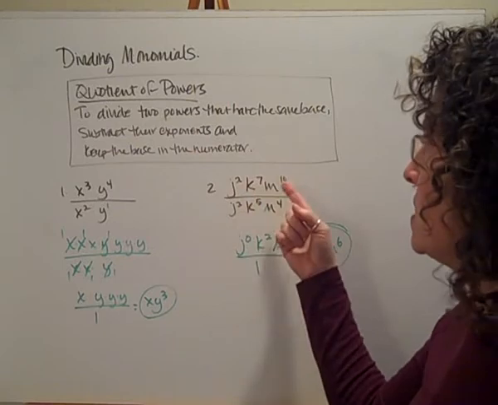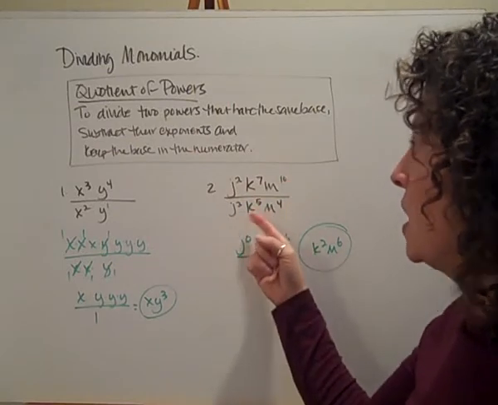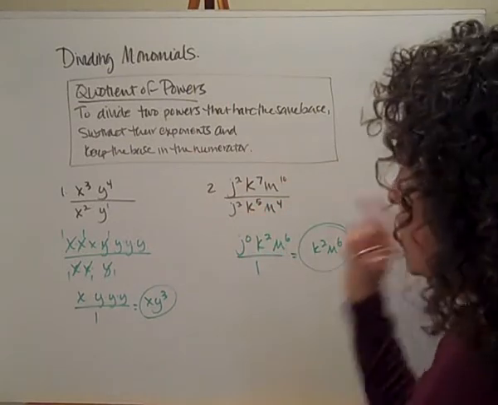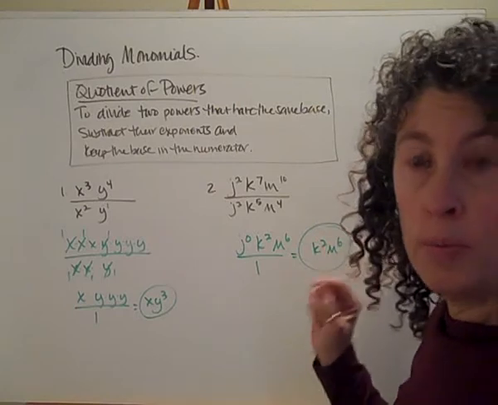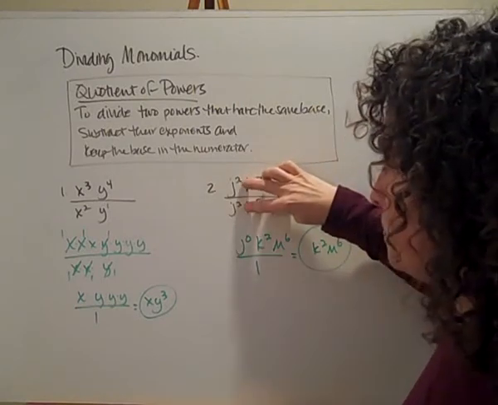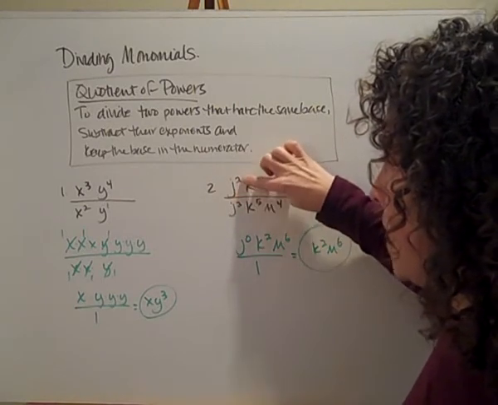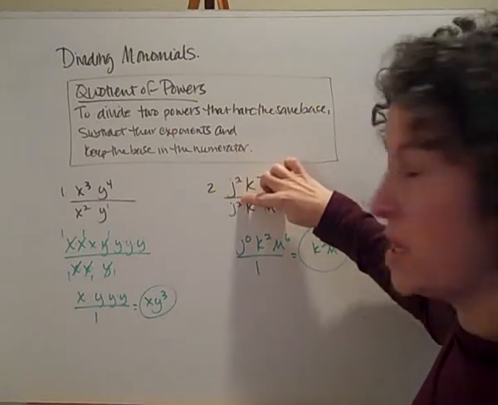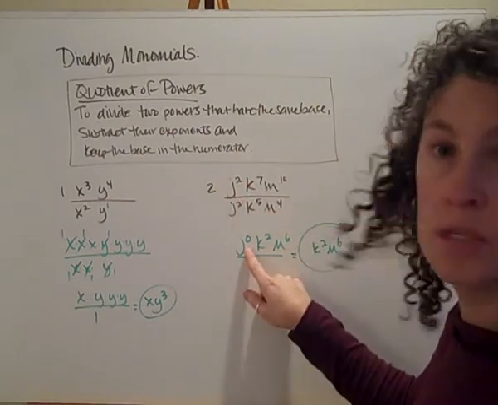j squared k to the 7th m to the 10th over j squared k to the 5th m to the 4th. So I'm going to look again for common bases. So I have my j's here. So I'm going to keep the j. I'm going to subtract the powers, the exponents here. 2 minus 2 gives me a j to the 0 power.